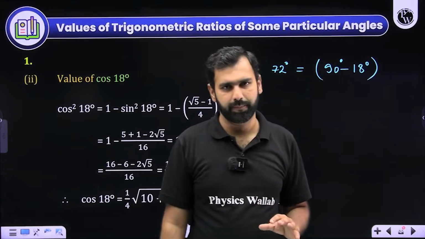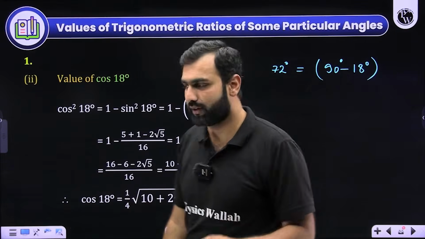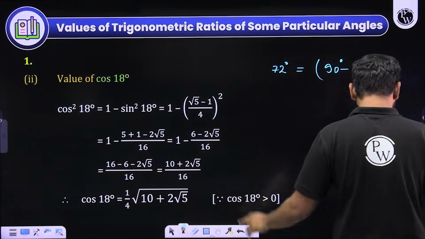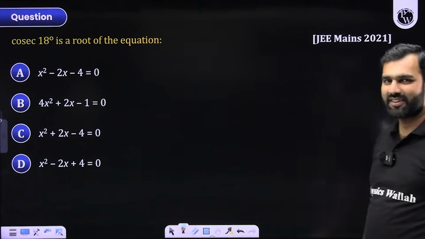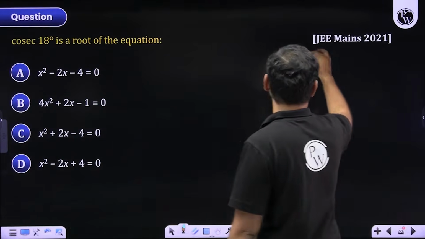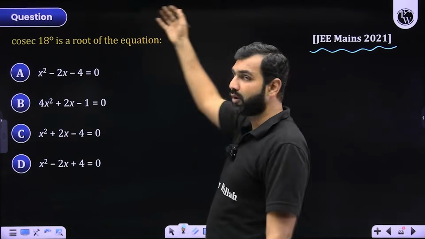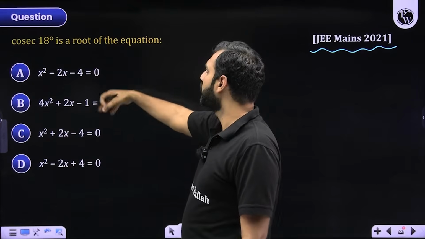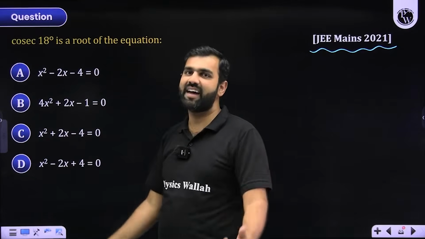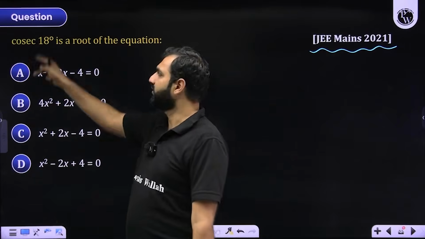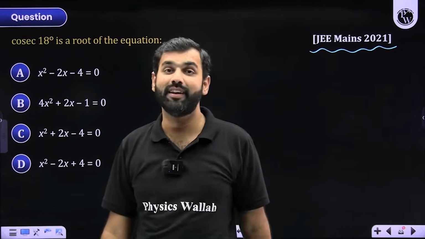Did you get that part? Are you able to make a lot of sense out of it? Now, if you are able to digest what I'm trying to say here, let us try a question which JEE has asked in 2021. And they keep on asking such questions. They're asking you a question that which quadratic has its one of the roots as cosec 18 degree. What is cosec 18 degree?